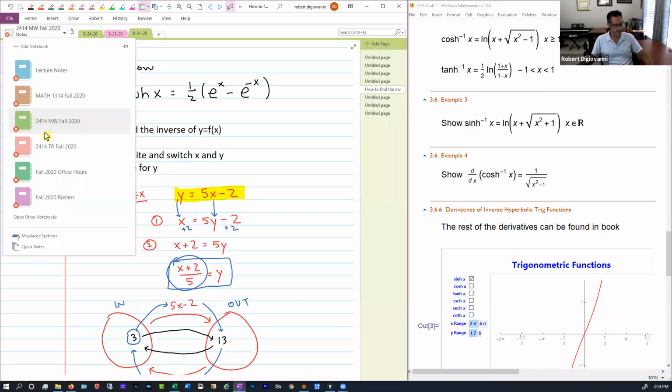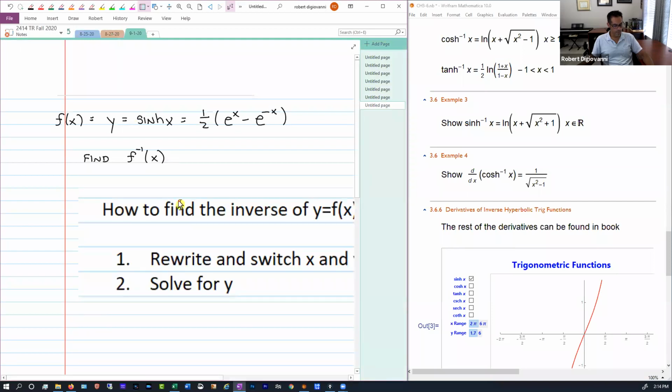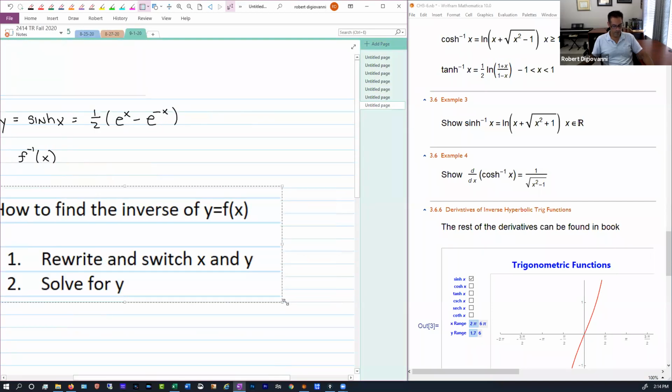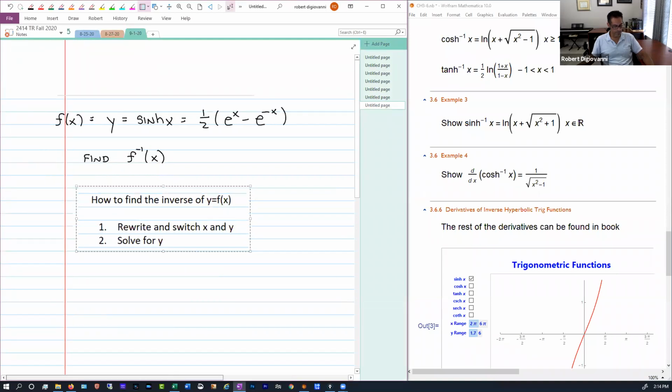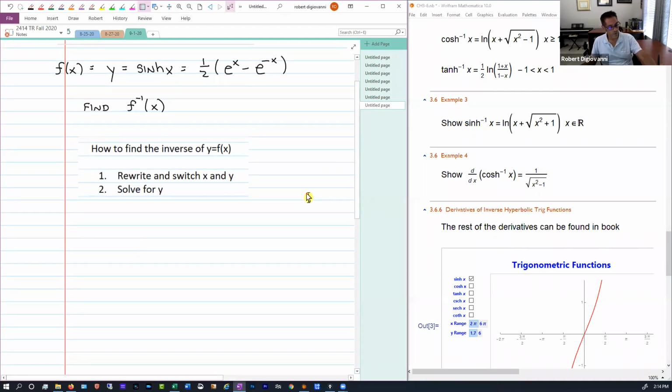Here, hold on, let me switch back to us here. So to find the inverse of a function from college algebra, we rewrite the function and we switch the x and y, the position. Everywhere we see an x, we put a y, everywhere we see a y, we put an x, and then we just solve for y. So if we were to take our original function, I guess some groups did do this, switch the x and y.